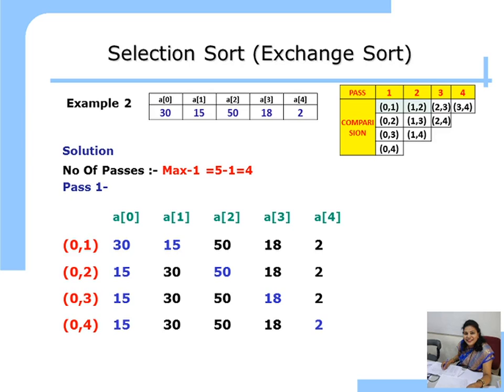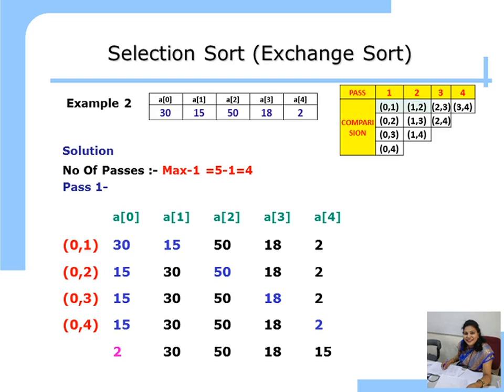Again you are going to perform the fourth comparison, that is between the 0th and fourth location. What is present at the 0th location? 15. What is present at the fourth location? 2. Is 15 greater than 2? No. Sorry, yes. So we will swap the positions of 2 and 15. So the output will be 2, 30, 50, 18, 15.